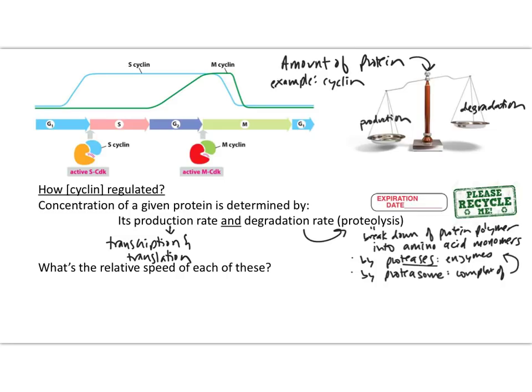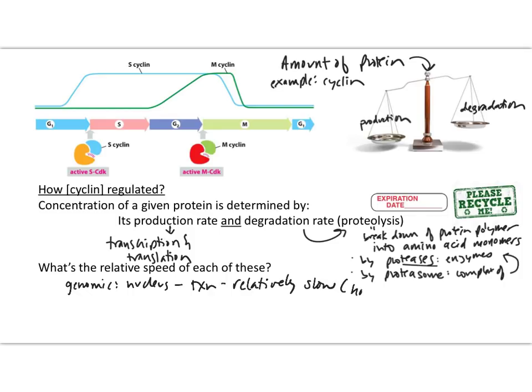To think about what's going on with these two different processes of production and degradation, I want you to think about the relative speed you would predict for each of these, thinking about where in the cell transcription in particular takes place and where degradation would take place. As you may recall, when we have genomic events taking place in the nucleus, things like specifically transcription, that's relatively slow.